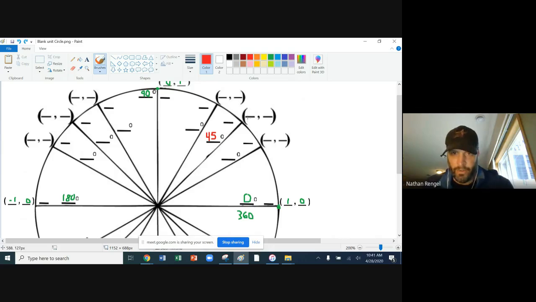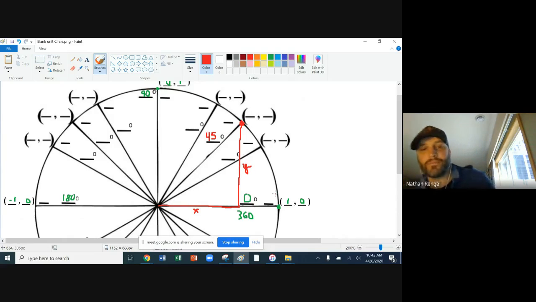So 45 degrees. Now we want to figure out what the coordinates are of this point, where the 45-degree angle comes out and hits the unit circle. The X coordinate of that point would be the horizontal distance that I travel along the x-axis to get level with that point. The Y coordinate of that point is going to be this vertical distance that I would be traveling.